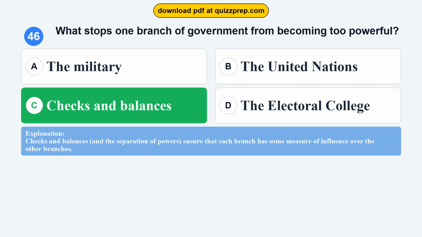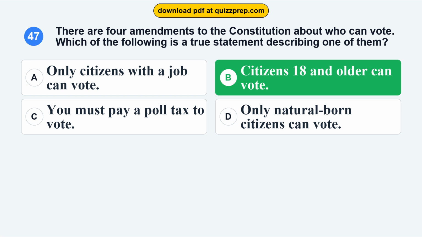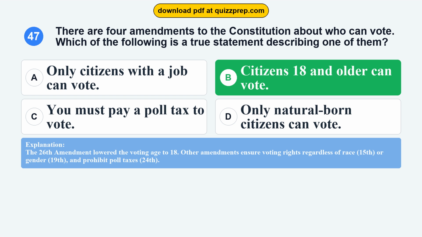Question 47. There are 4 amendments to the Constitution about who can vote. Which of the following is a true statement describing one of them? Option A, only citizens with a job can vote. Option B, citizens 18 and older can vote. Option C, you must pay a poll tax to vote. Option D, only natural-born citizens can vote. The correct answer is option B, citizens 18 and older can vote. The 26th Amendment lowered the voting age to 18. Other amendments ensure voting rights regardless of race, 15th, or gender, 19th, and prohibit poll taxes, 24th.